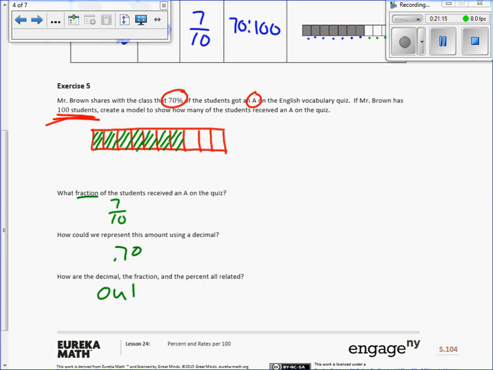They're out of 100. So in order to make that true, let's do this. Up here, 70 out of 100. 0.70 out of 100. Okay.